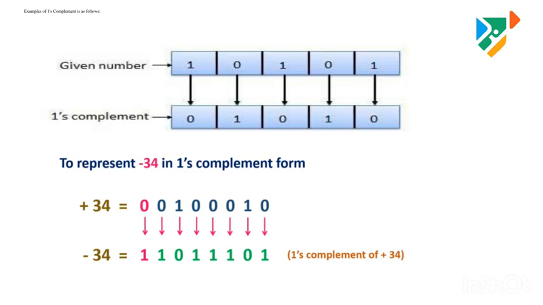The given number is 10101. So we need to take the ones complement. So invert all the bits. So 1 becomes 0 and 0 becomes 1. So you can see the answer is 01010. Another example, you need to represent minus 34 in ones complement form. So write down the number in the binary form and then invert all the bits.